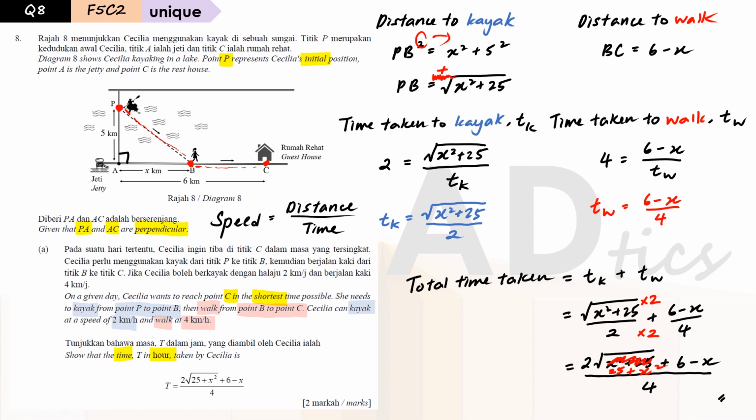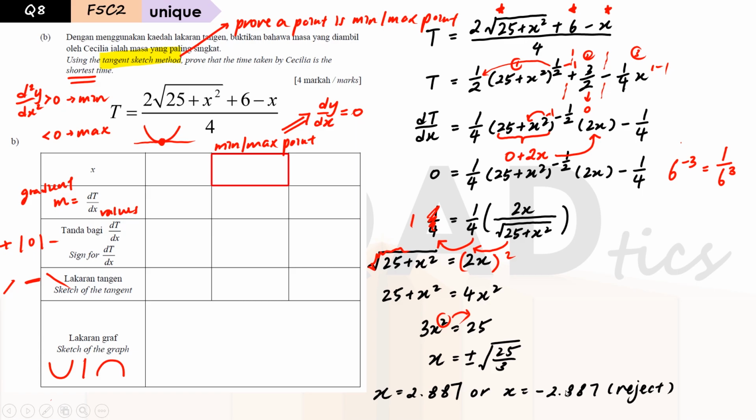Alright, so let's go back. So we are going to reject the negative version, and the x value of the minimum or maximum point will be 2.887. Alright, so let us fill up all the information that we have for the minimum or maximum point. Okay, so the second thing is the gradient. So as we know, the gradient at a minimum or maximum point is 0. So we are going to put 0 here. And since this is 0, then the sign for the gradient is 0 as well. Right? So since the gradient is 0, then the shape of the tangent is a straight line, a horizontal straight line.